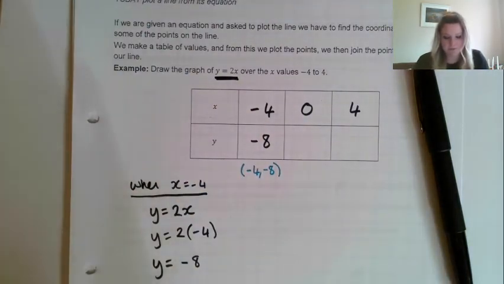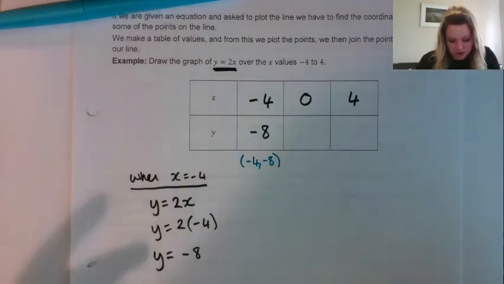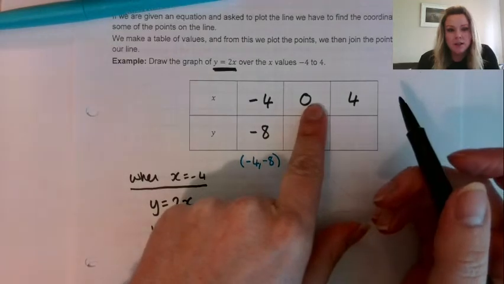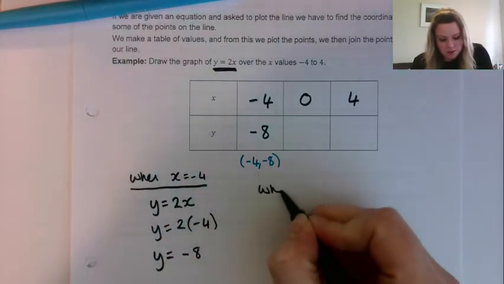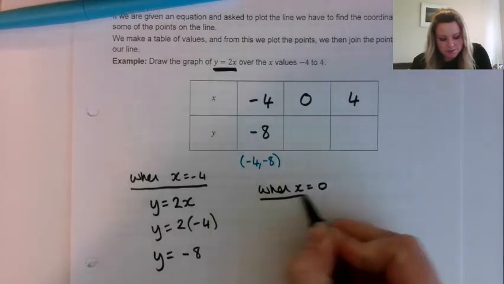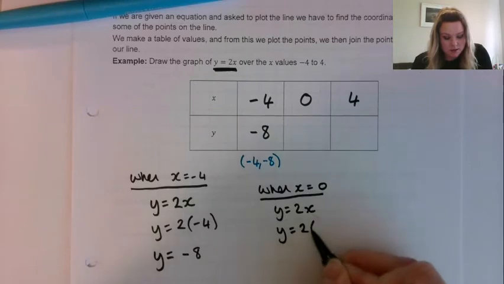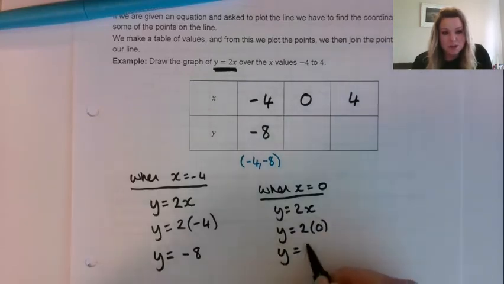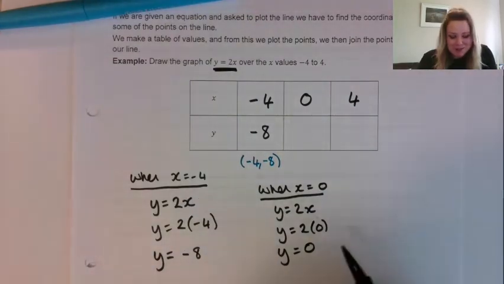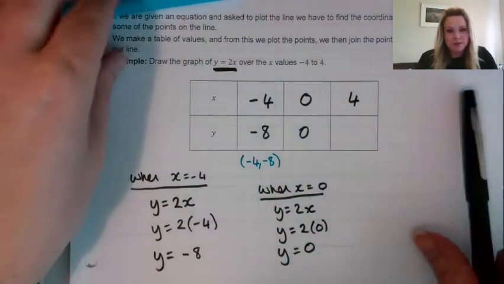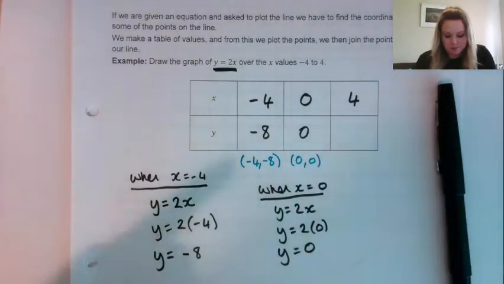Now, what this tells me is that the coordinates I'm going to be plotting are minus 4, minus 8. Okay, let me see if I can sort out these shadows. Okay, I don't even know if that's any better, but anyway, next we have to find the corresponding y value for whenever x is 0. So when x equals 0, y equals 2x, so y is 2 times 0, which is 0, not 2. That's what I mean whenever I say lots of people make silly mistakes with zeros. Okay, so the coordinates that we will be plotting there are 0, 0.